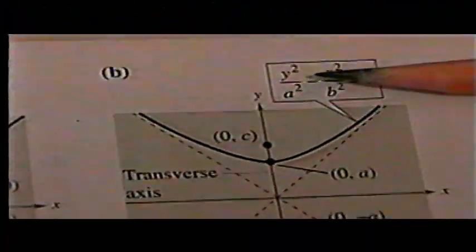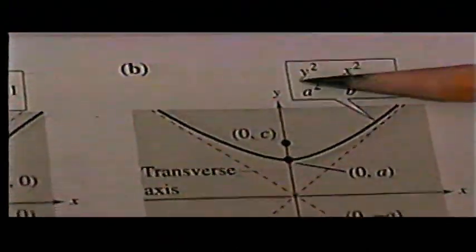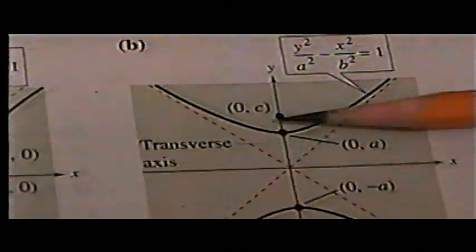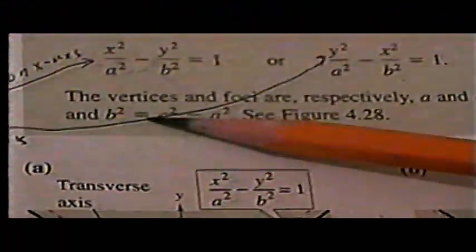Now look at this graph here. If you look at the equation, look at where the positive is. The positive is on the y squared term. And look at where the transverse axis is. The transverse axis is along the y-axis. So this distance from here to the vertex would be A. The distance from here to the focus would be C. And of course the formula that we have here is B squared equals C squared minus A squared.